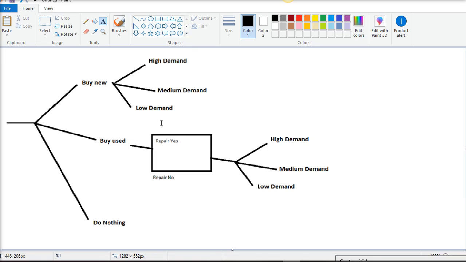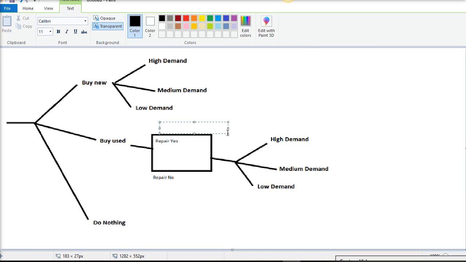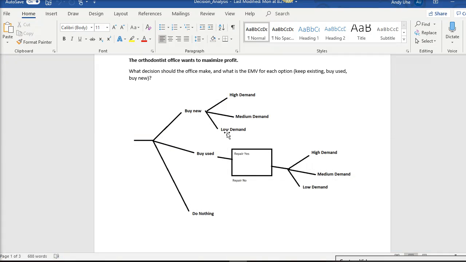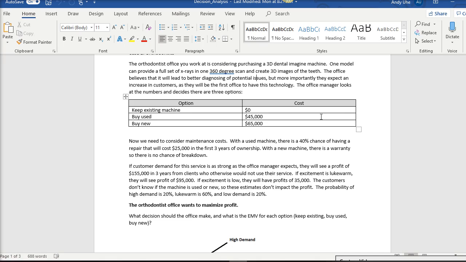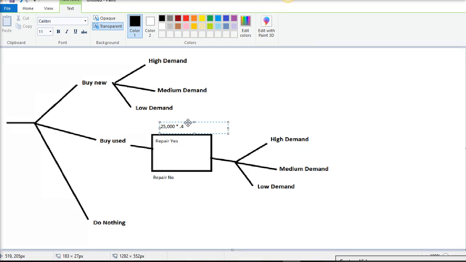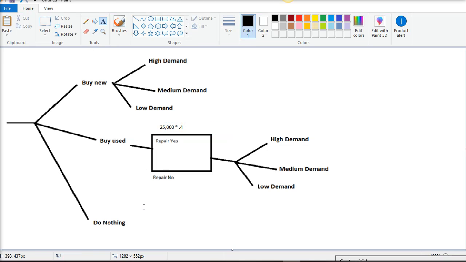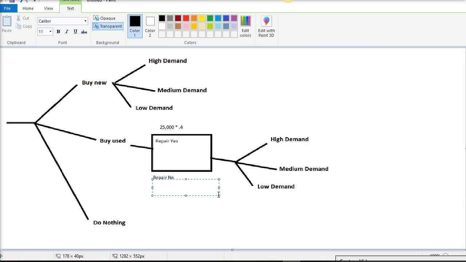the repair odds. So here you would just say 25,000 times 0.4, I believe, was my 40% chance of having a repair. So repair yes is that. Repair no, you don't have to calculate it because you already know it's going to be $0 times 60% chance of having no repair.